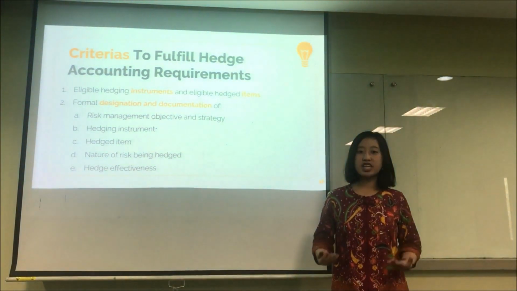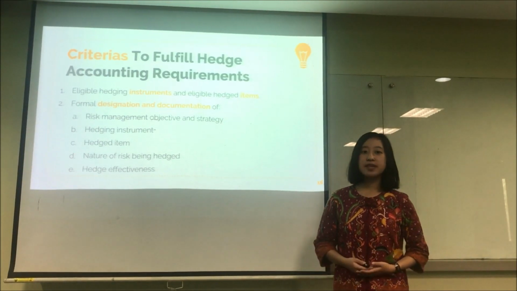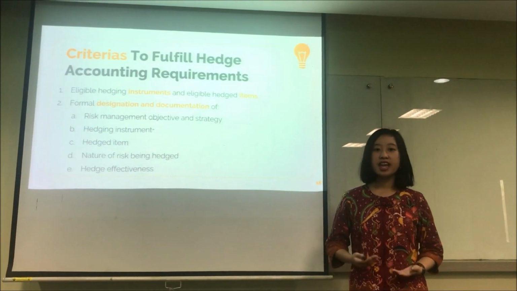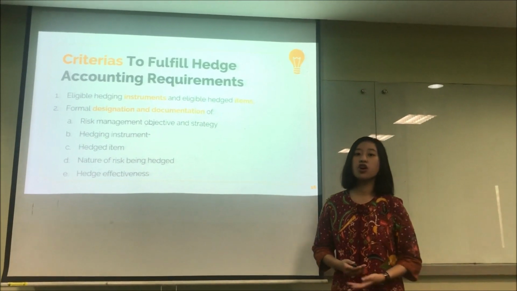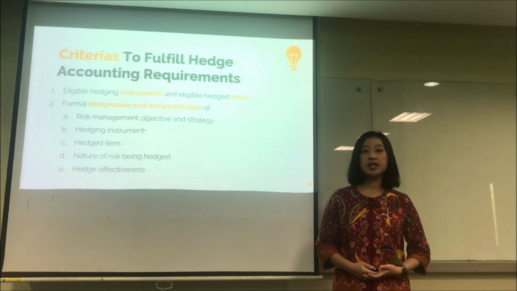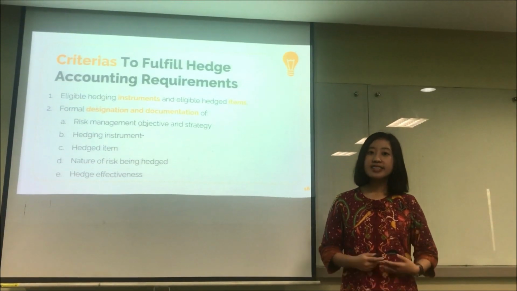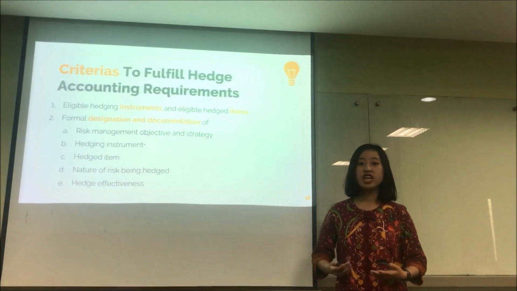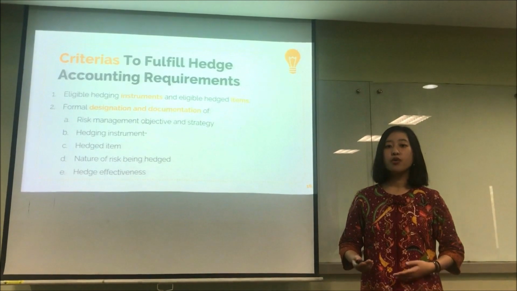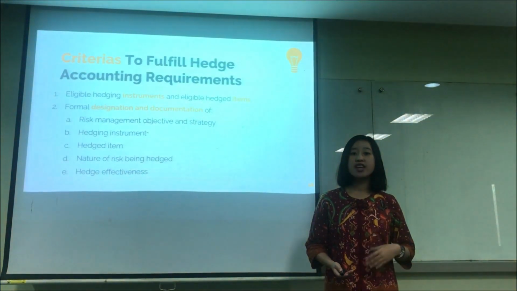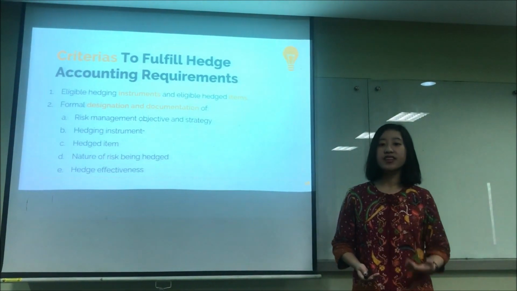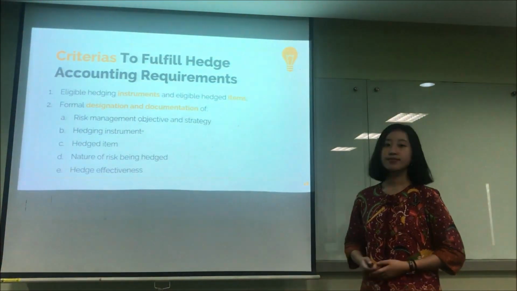The formal designation and documentation must be in place at the inception of the hedge relationship. As a result, the documentation will no longer be static, but must be updated from time to time. Examples of situations where modification of the hedge documentation will be required are where the hedge ratio is rebalanced or where the analysis of sources of hedge ineffectiveness is updated.